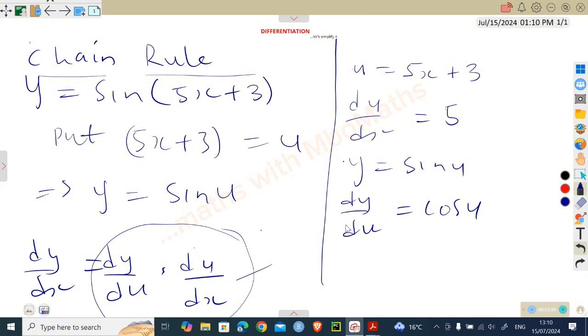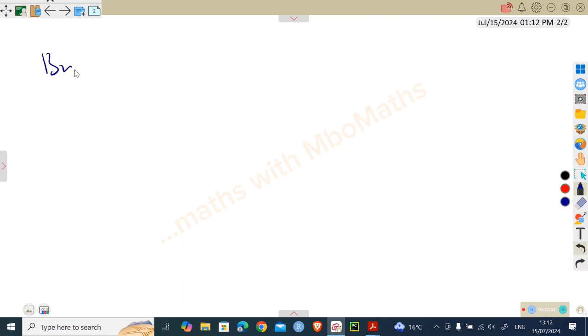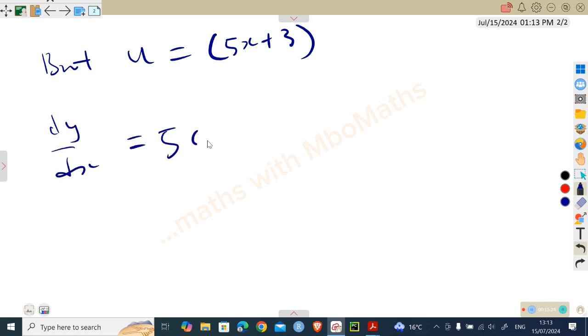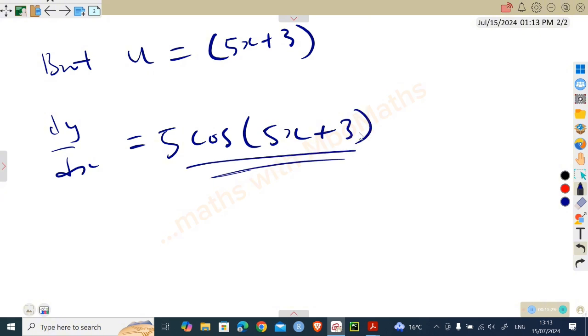So in this case, if you apply this, it means dy/du times du/dx. So our dy/du is cos u, times du/dx, which is 5. This gives you 5 cos u. But remember, we said u is equal to 5x plus 3. So in that case, if you replace the value of u, it means that dy/dx is giving us 5 cos(5x plus 3). So this is the answer for that. That is what we do in general.